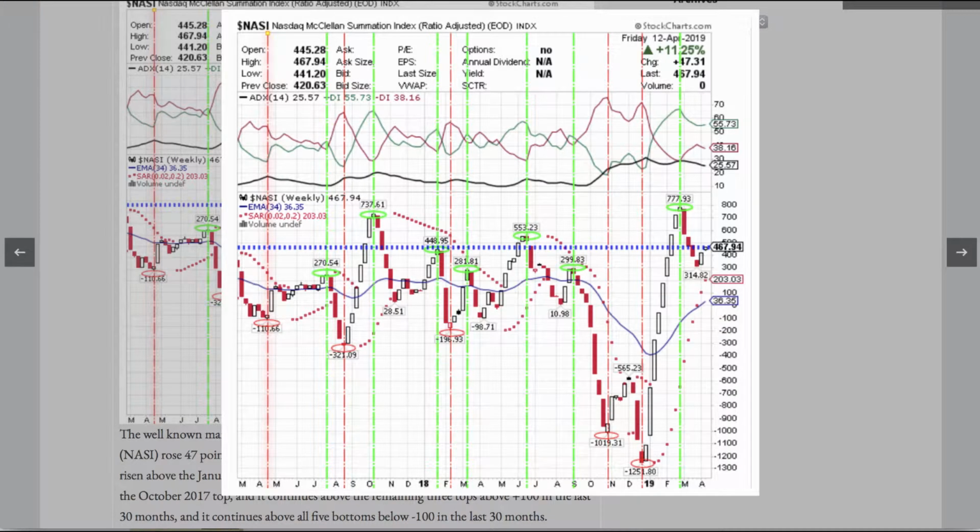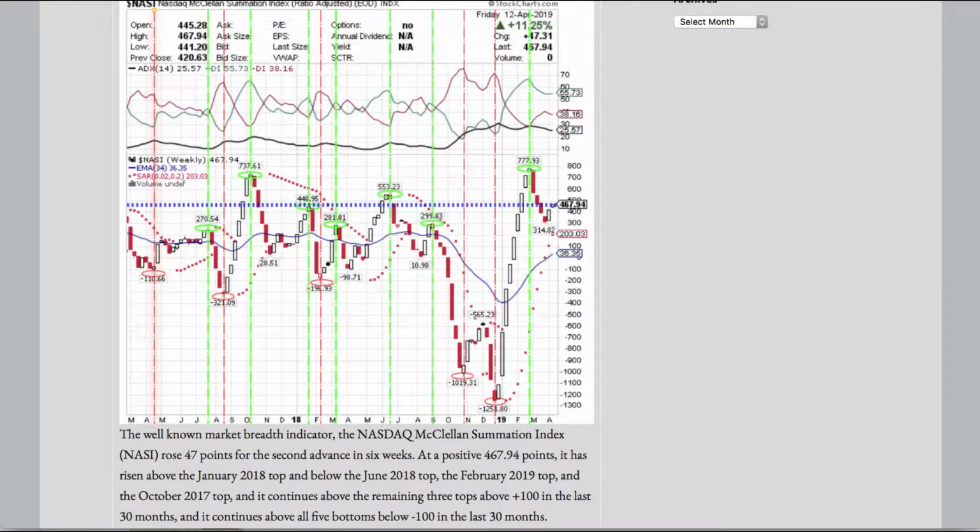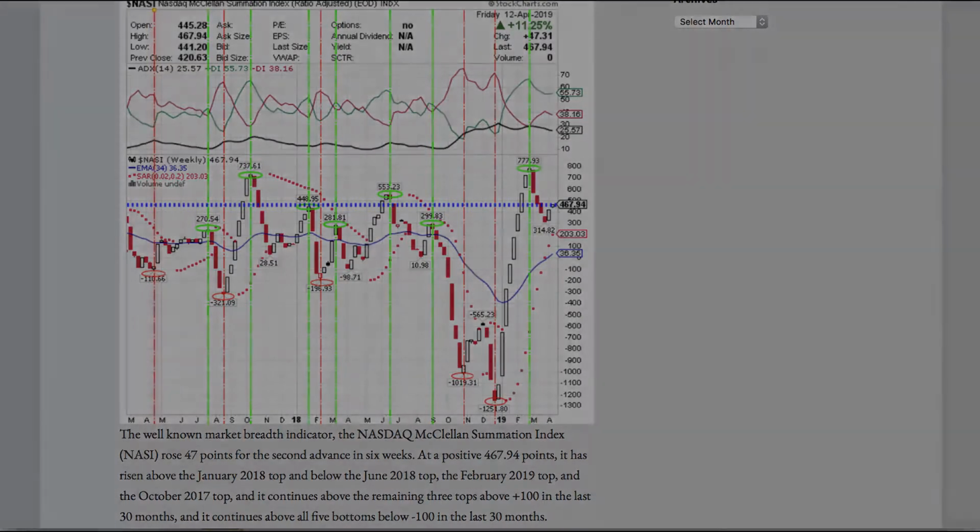The well-known market breadth indicator, the Nasdaq McClellan Summation Index, rose 47 points for the second advance in 6 weeks. At a positive 467.94 points, it has risen above the January 2018 top and below the June 2018 top, the February 2019 top, and the October 2017 top. And it continues above the remaining 3 tops above plus 100 in the last 30 months, as well as continuing above all 5 bottoms below minus 100 in the last 30 months.